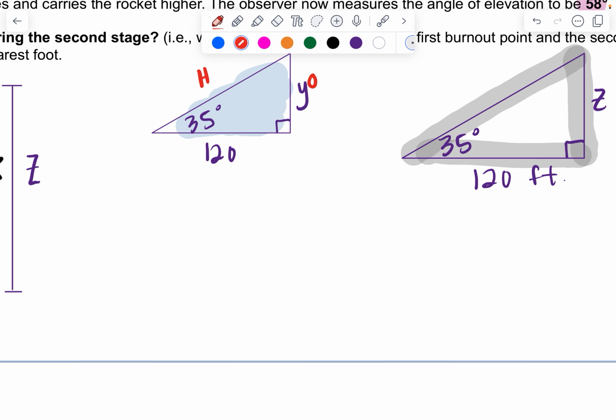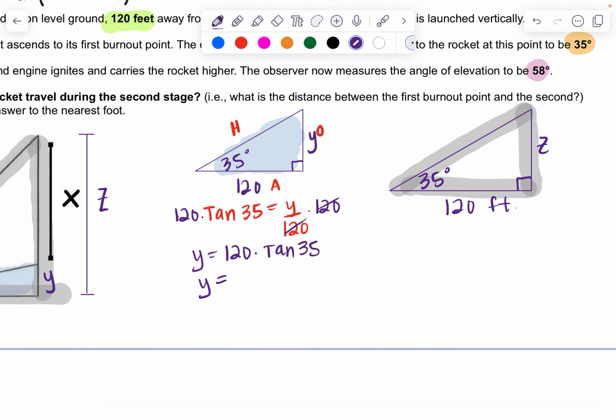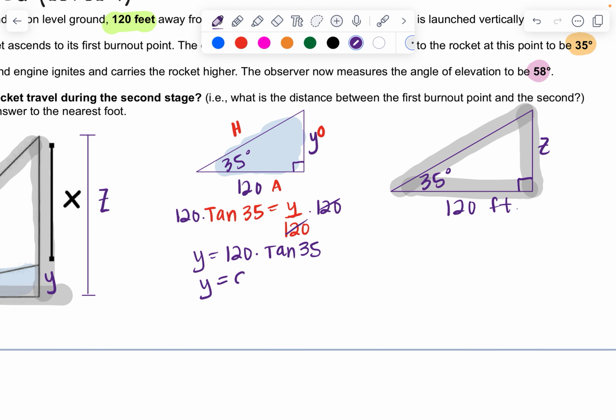We have our hypotenuse, our opposite, and our adjacent. We're going to be using tangent. Tangent of 35 equals opposite over adjacent, or y over 120. We'll multiply both sides by 120 here. It cancels on the left side. So y is 120 times tangent of 35, which means y is 84 feet. Again, we're rounding to the nearest foot.